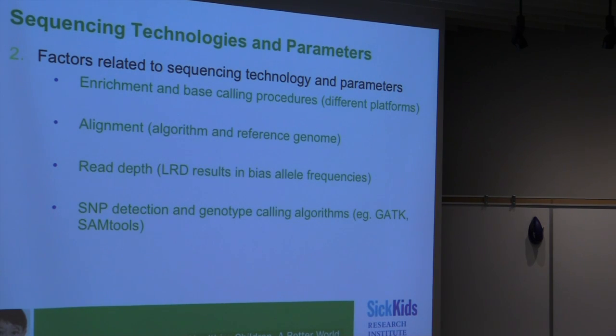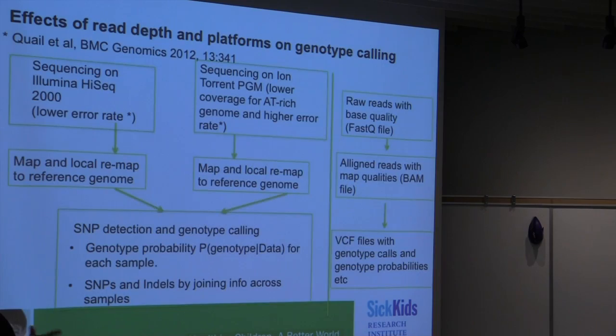Factors that are related to sequencing technology and the parameters: for example, you could be using different sequencing platforms, different alignment algorithms or reference genomes. You could have different sequencing parameters. For example, the case group might have been sequenced at 30x or 100x, whereas you're grabbing a control group sequenced at 7x or 10x. And then, of course, there are SNP detection and genotype calling algorithms, and these might differ as well across the sequence that you obtain from different groups.